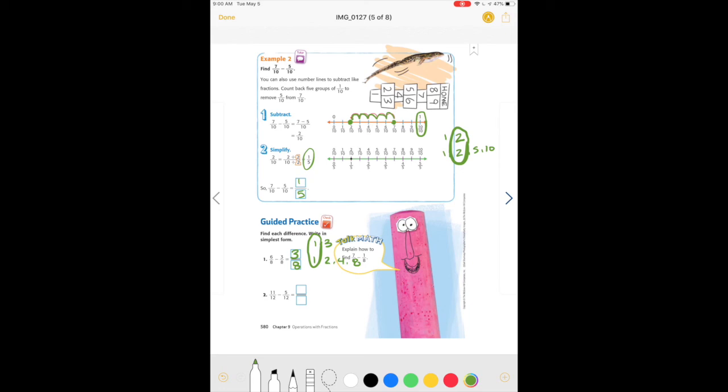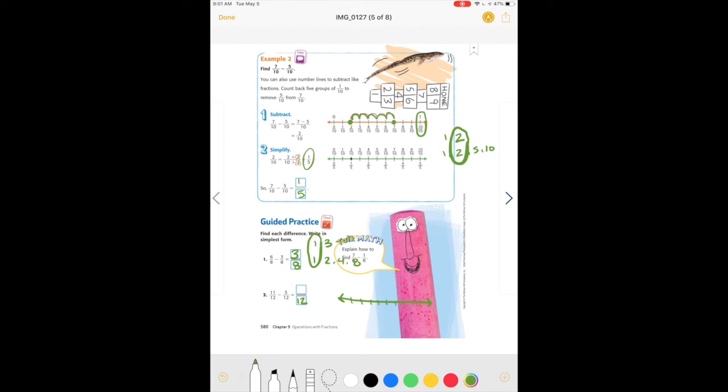Let's look at number 2. 11/12 minus 5/12. Well, we keep our denominator the same, and now we just subtract our numerator. 11 minus 5. If I wanted to draw my number line, I could divide it into 12 pieces.